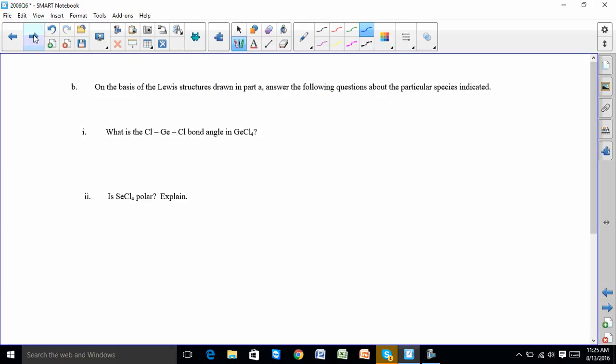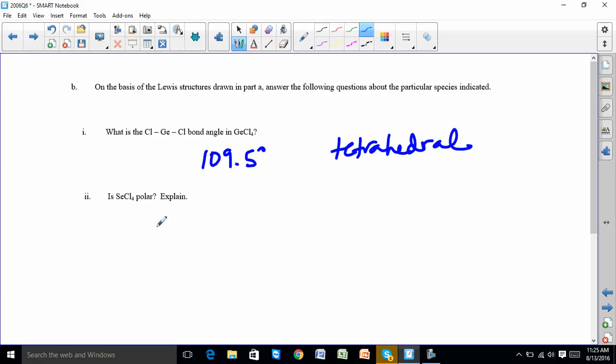Now, after you get these pictures drawn, this is a very easy problem. They ask you questions about them. On the basis of the Lewis structures drawn in Part A, answer the following questions. What is the bond angle between germanium, chlorine, and chlorine? This is 109.5 because when you have a tetrahedral molecule, that's the bond angle. It's no less than, it's exactly.